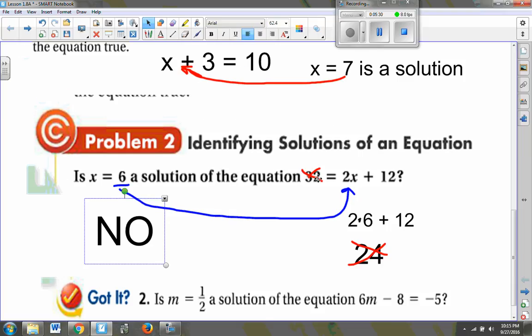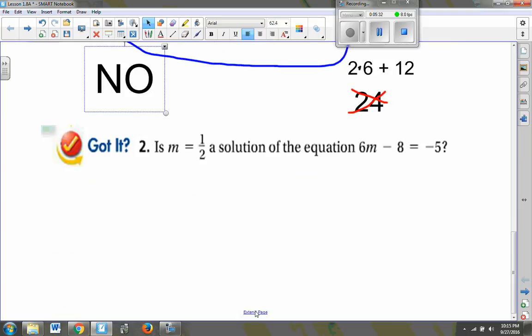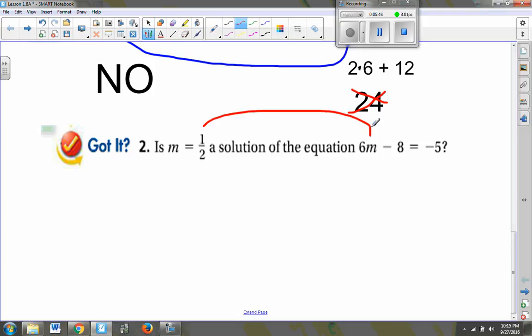So I'd like you to try one for yourself here and tell me, is m equals 1/2 a solution to the equation 6m minus 8 equals negative 5? You have to plug the 1/2 in where you see the m and then see if it ends up equaling negative 5. So pause the video, plug that in and check it, then come on back and I'll show you what we should have.